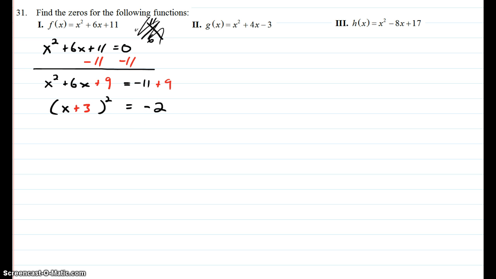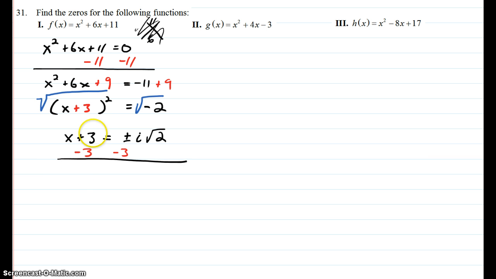Now the whole reason we want to complete the square is so we can do the next step, so that we can then square root both sides, because now I can square root that square and they cancel each other out, and I'm left with x plus 3 equals, now I can't square root negative 2, but I can take out the negative 1, and have plus or minus i rad 2. Now minus 3 to both sides. And we're left with x equals negative 3 plus or minus i rad 2.